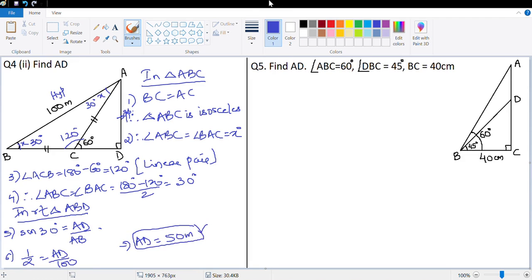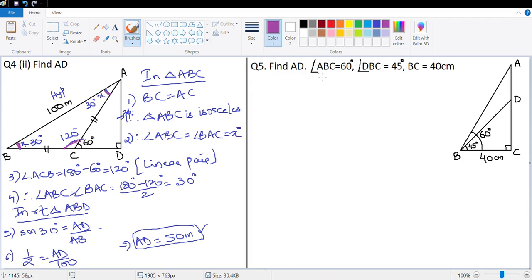Done. So again we use certain properties of triangle that we knew earlier. We calculated this using linear pair, and then using the angle sum property we calculated these two angles, and then finally we took the value of sine for my reference angle. Let's look at the next question. The next question is question number 5.